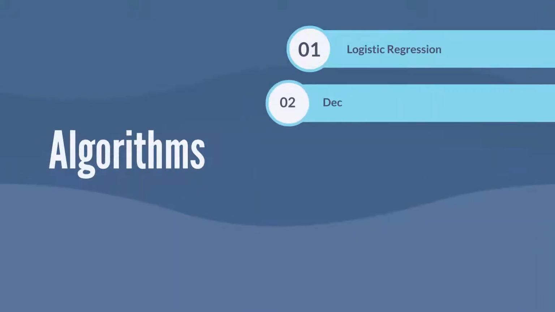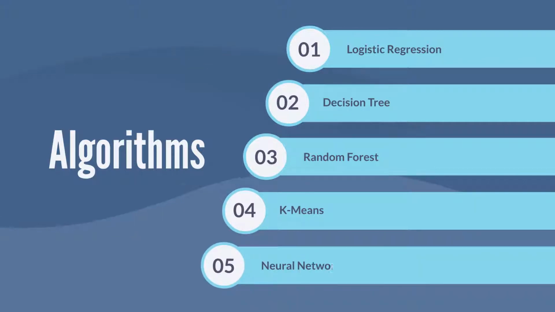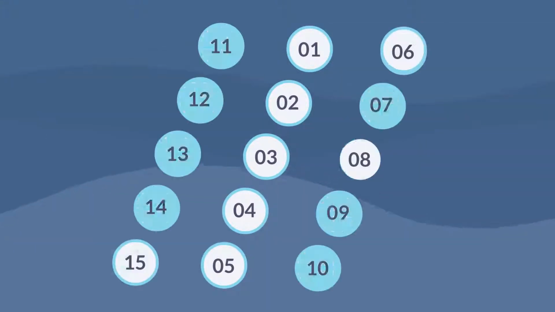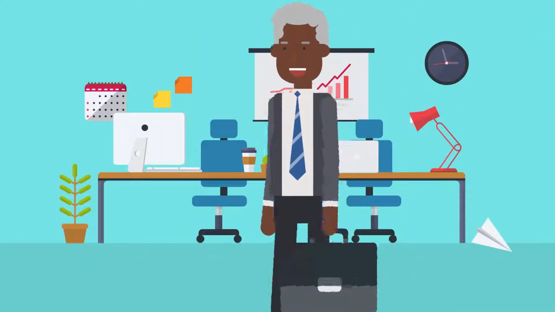Logistic regression, decision trees, random forests, k-means, and neural networks are just a small sample of the algorithms that a data scientist has in their toolset. In the next video, we will go into how a data scientist implements these models as they attempt to solve difficult AI problems.